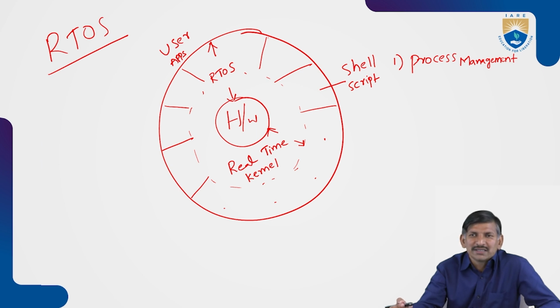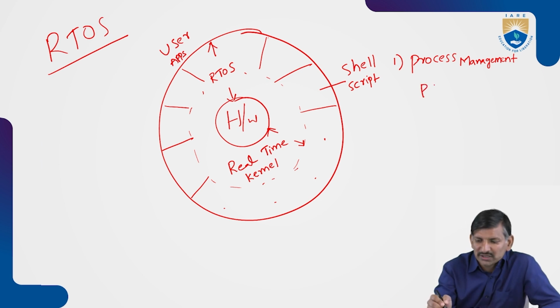Next, manage and schedule the resources to the process. Next, inter-process communication, which provides the communication between various processes. Next, process execution. Next, process termination or deletion. All these tasks will be done by the process management.